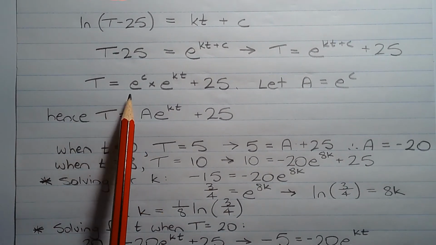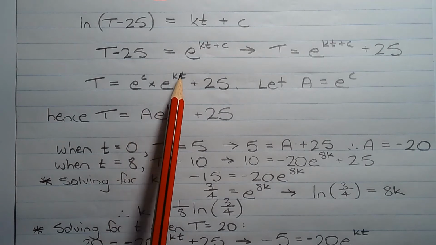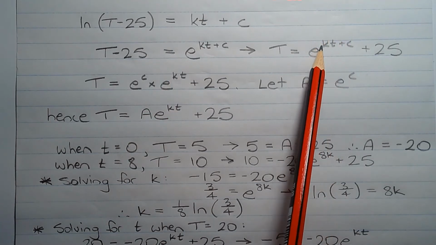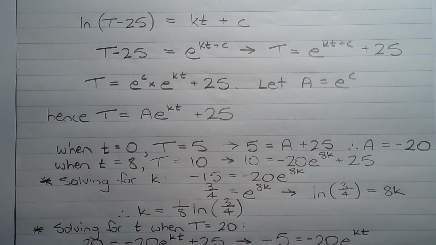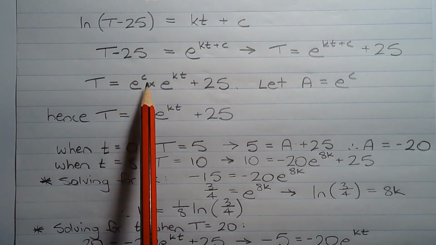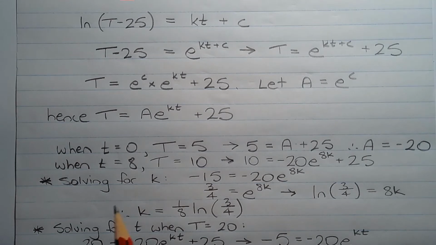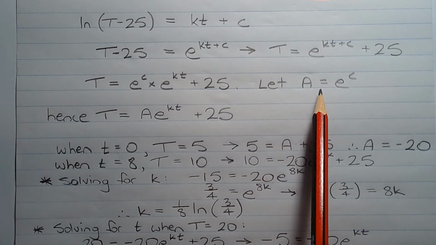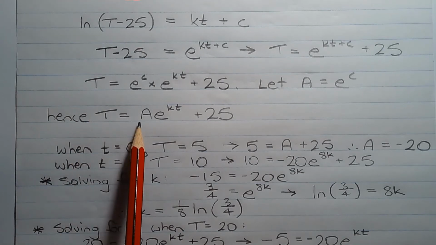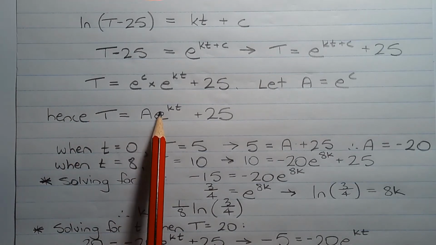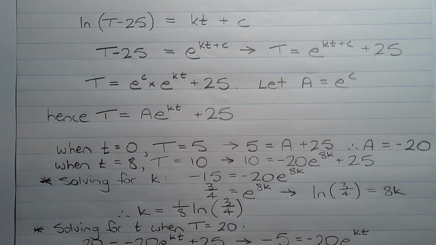T is equal to e to the power of c multiplied by e to the power of kt. So that's breaking up this index there and writing it as a product of two terms. Now, e to the power of c is also a constant. So we're going to let capital A equal e to the power of c. Hence, T is equal to A multiplied by e to the power of kt plus 25.